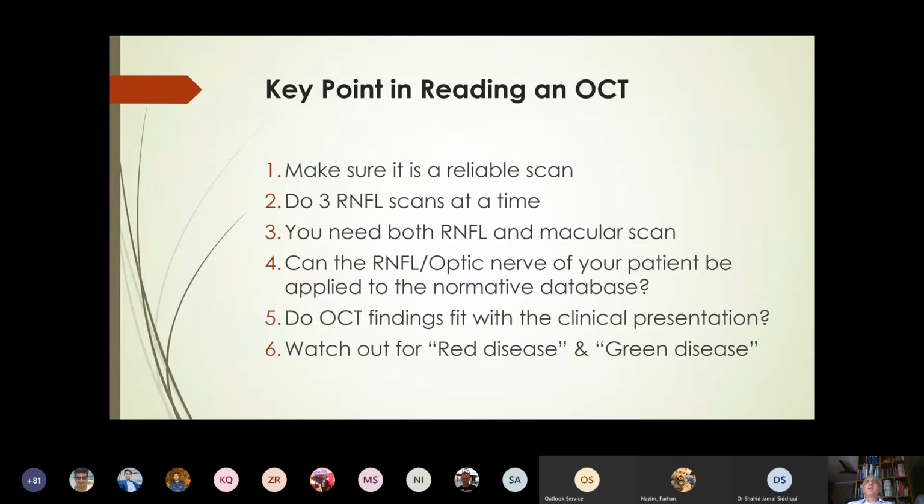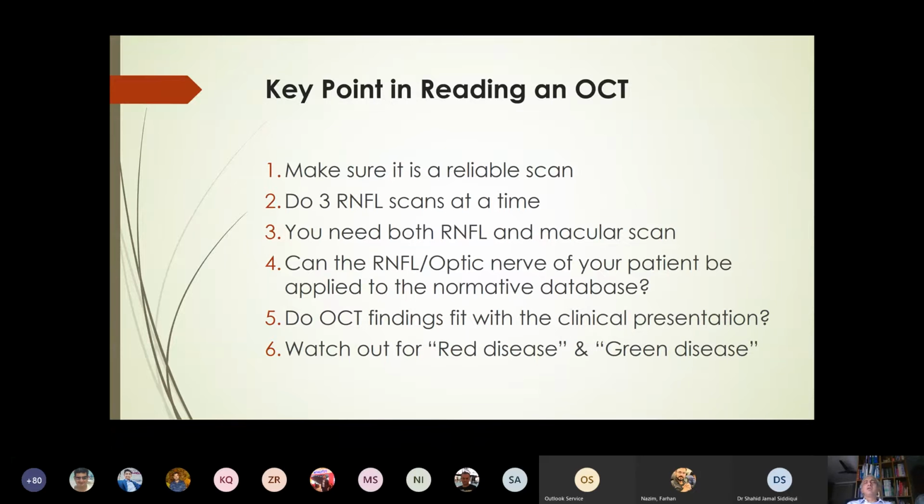So whenever you're looking, now we have an idea of what the scan is, we just go on to some important 10 points in reading an OCT. Number one is make sure it is a reliable scan. You can check for the reliability by checking the numbers in the eyes. It's more than 7 or 80% in a figure in the top corner. But even if you don't remember the figure, that area usually shows as red.